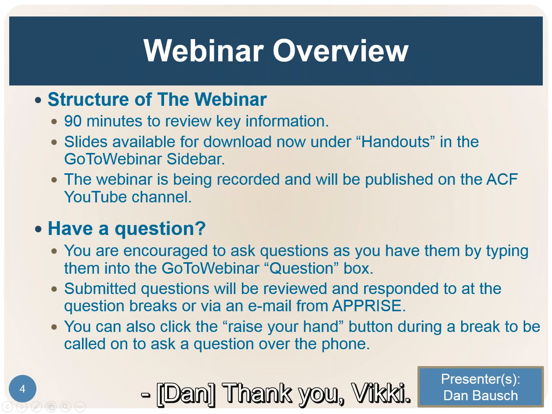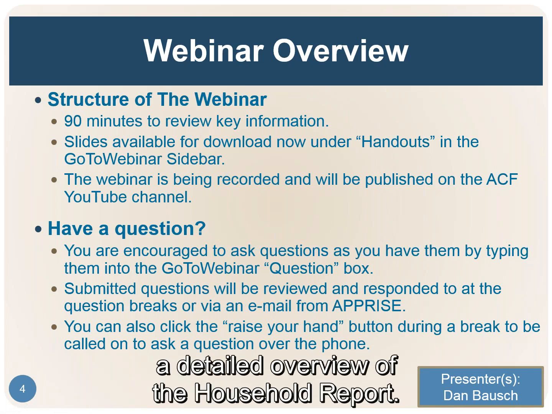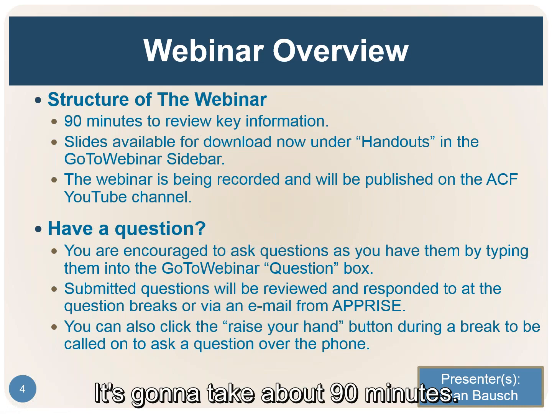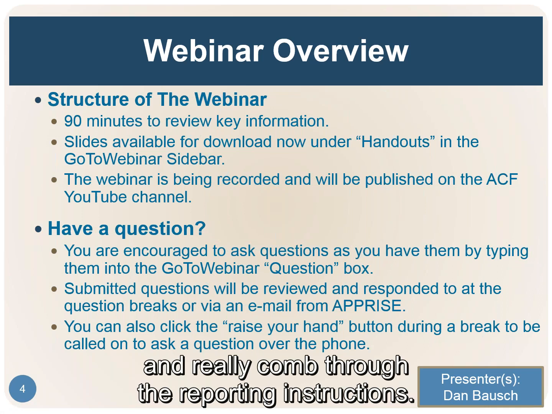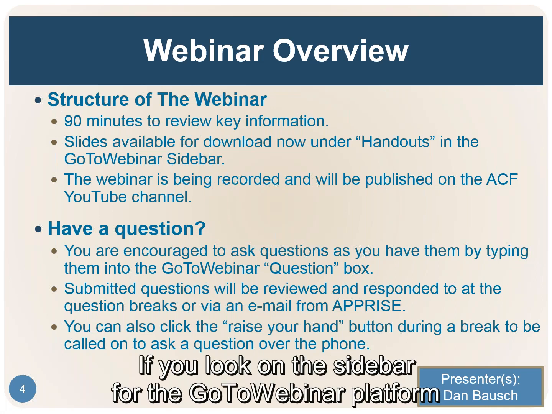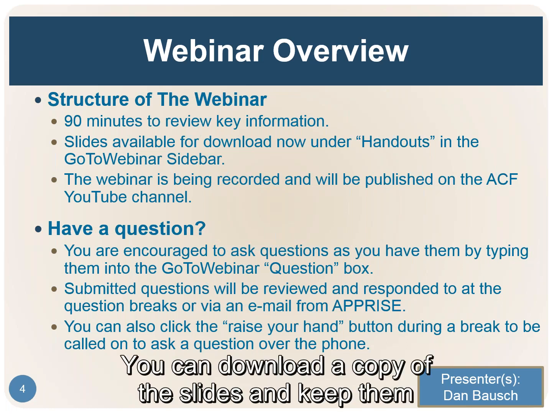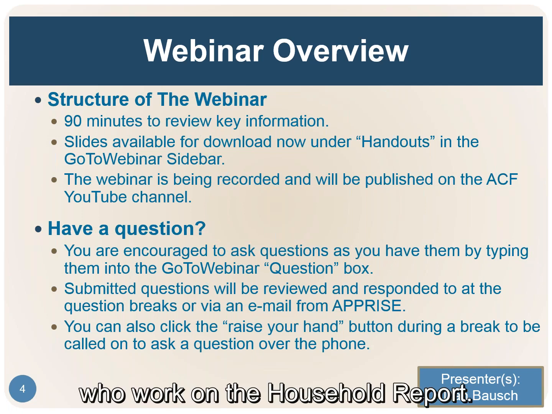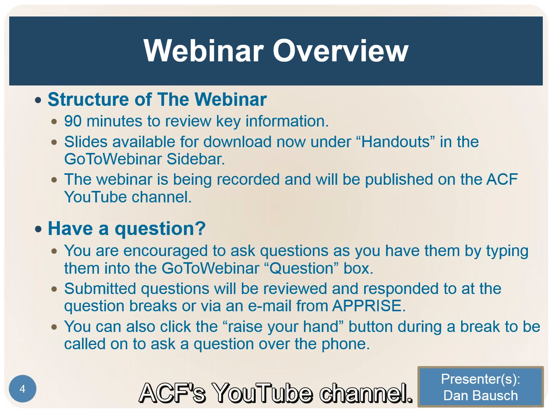Thank you, Vicki. As Vicki was mentioned, today's webinar is going to be a detailed overview of the household report. It's going to take about 90 minutes. We're going to go through each line and really comb through the reporting instructions. If you look on the sidebar for the GoToWebinar platform, there is a handout. You can download a copy of the slides and keep them or provide them to other staff who work on the household report. And the webinar is being recorded and will be put on ACF's YouTube channel.